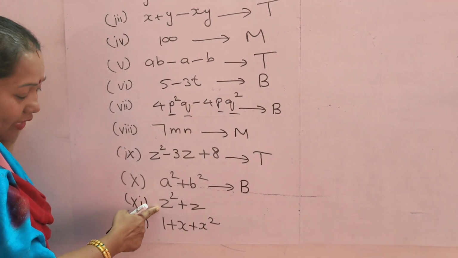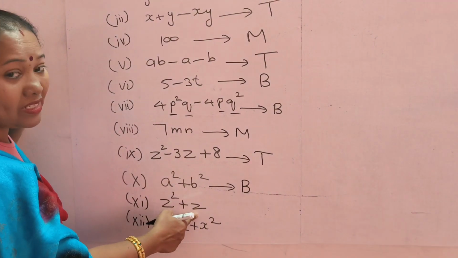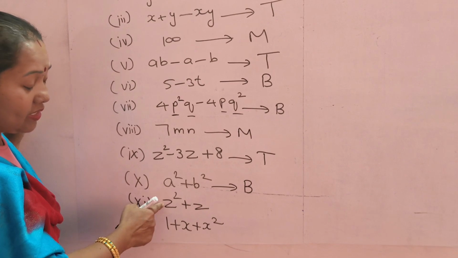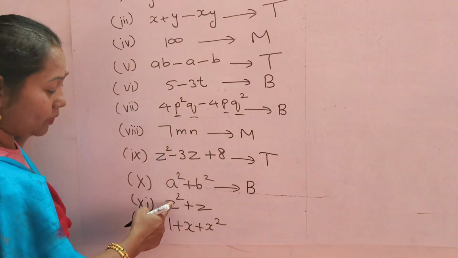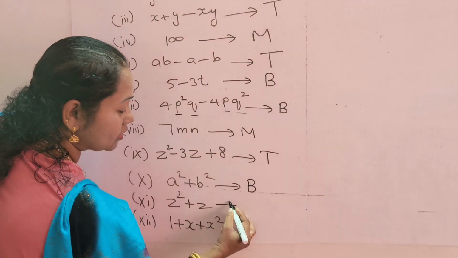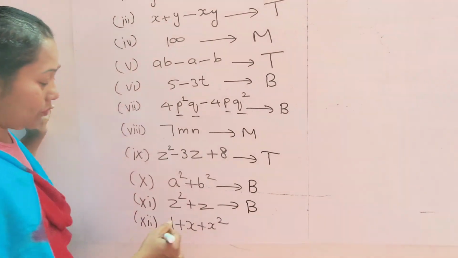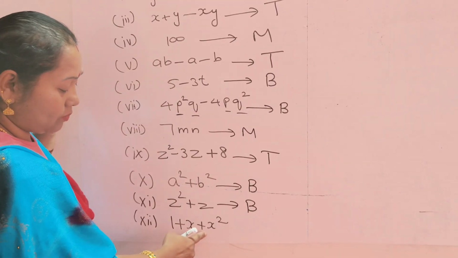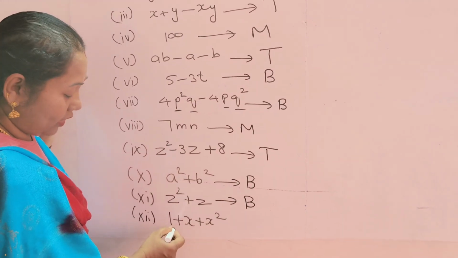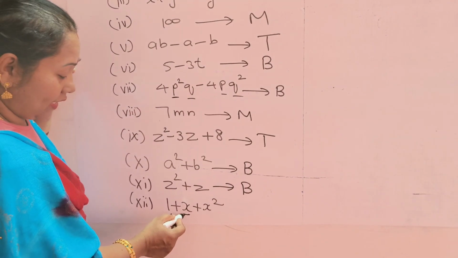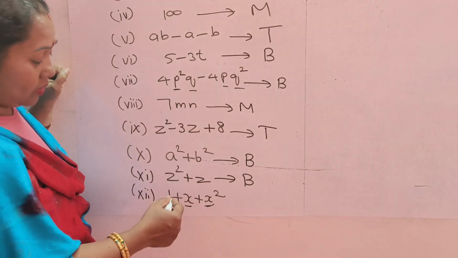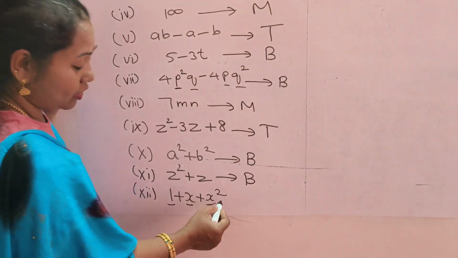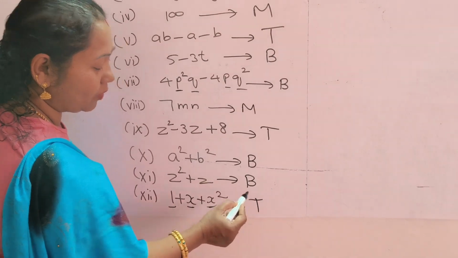And how about here? Z squared plus z. Z squared means z into z. Z means only one z. So this means two terms are there. So this is called a binomial. 1 plus x plus x squared. 1 is a numerical coefficient, x is a variable. This one is x into x, two variables. That means three terms are there. So it's called a trinomial.